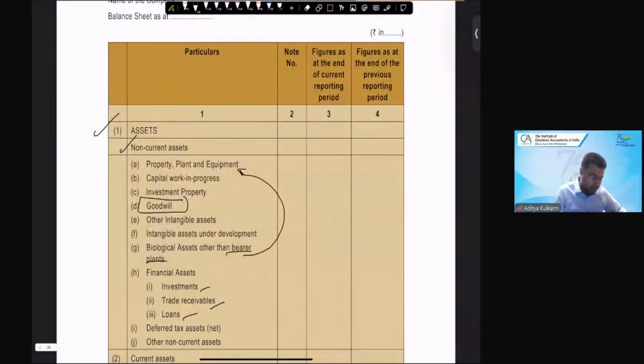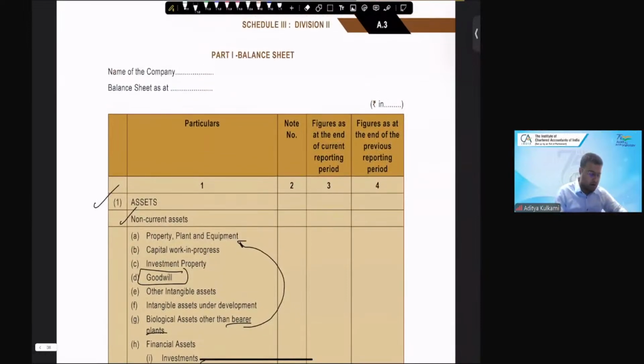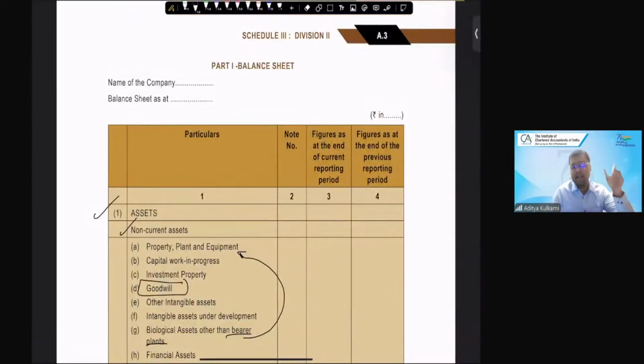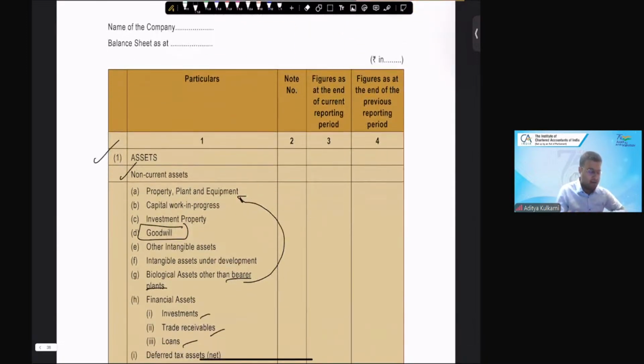Now, when we look at your balance sheet, this is how the balance sheet looks like. It starts off with assets, then it moves on to equity and liabilities. The format for non-Ind AS compliant companies, that is the ICAP regime, starts off with equity and liabilities and moves on to assets. So now it's the reverse. We start off with assets. So under assets, you are having property, plant, and equipment. You will be having capital work in progress, investment property, goodwill, other intangible assets, intangible assets under development, biological assets other than bearer plants.